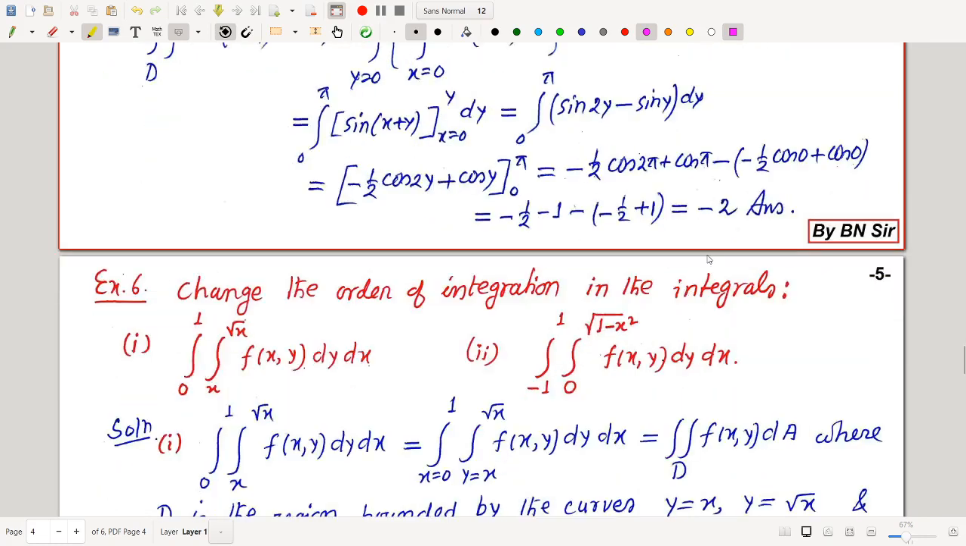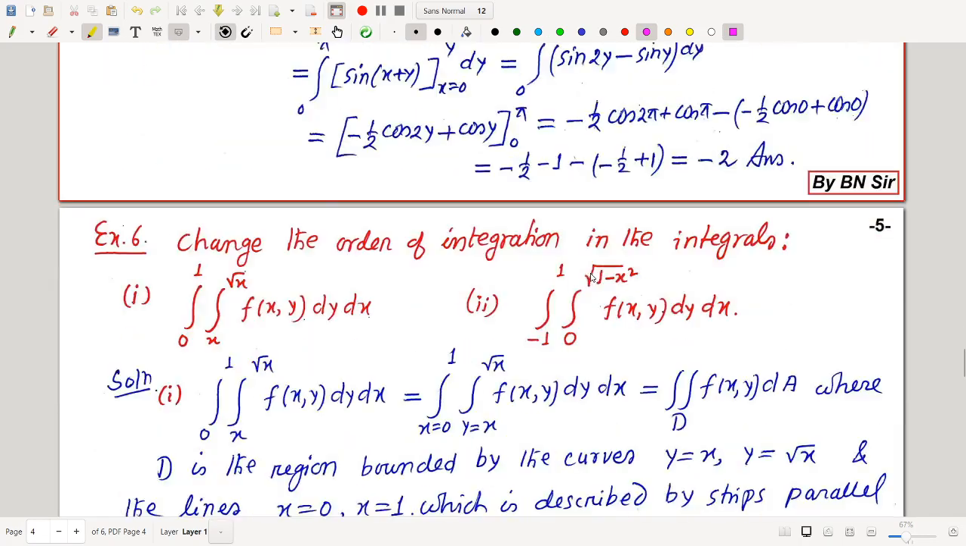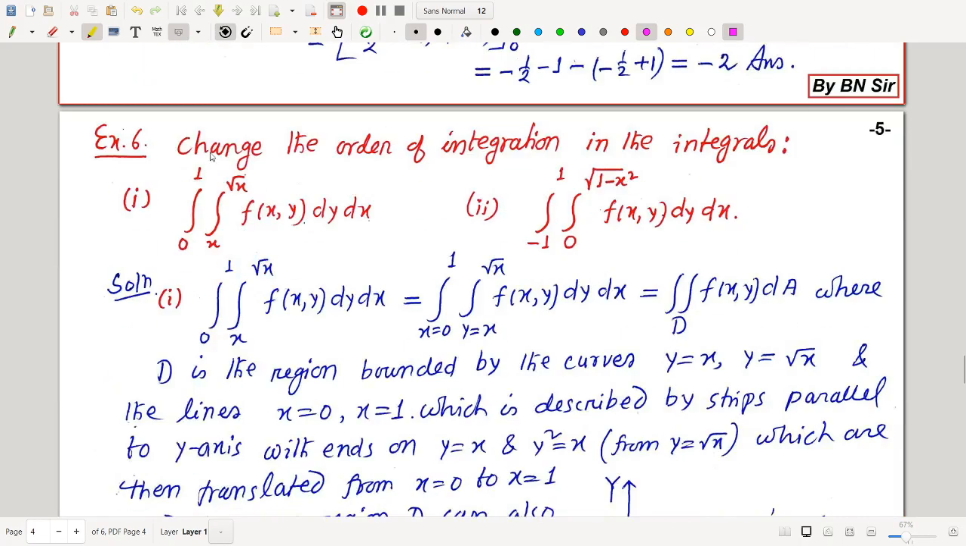Okay, so finally we have got minus 2. So the integral is minus 2. Value of the integral is minus 2. Example number 6.